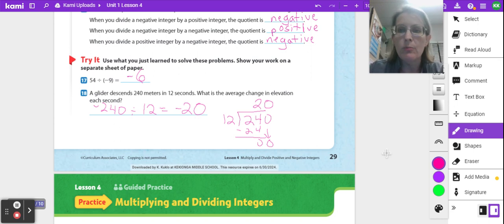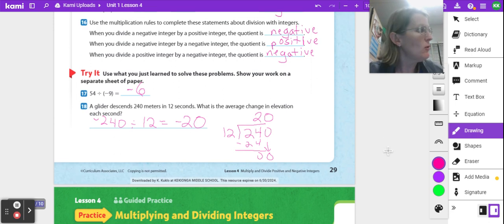And now you're ready to practice either on the interactive practice on iReady, or you can look at page 30 and 31 in your workbook.